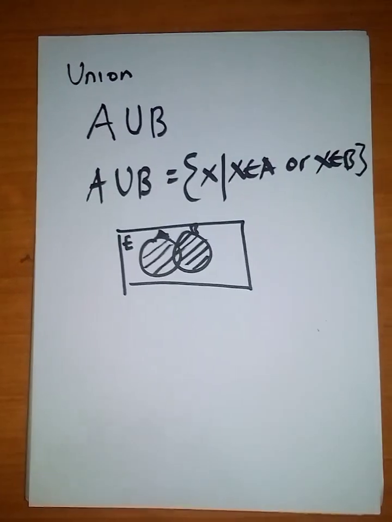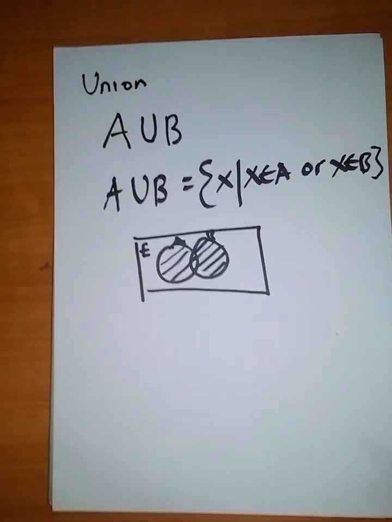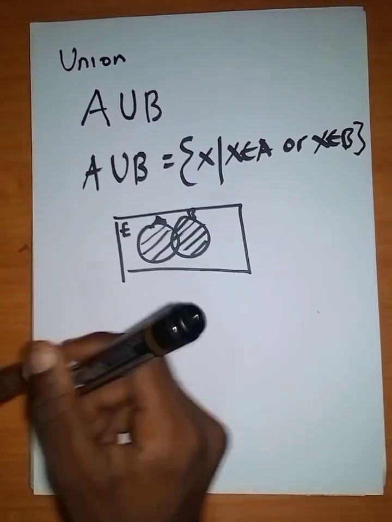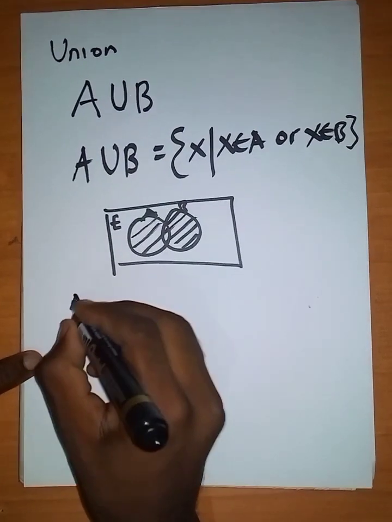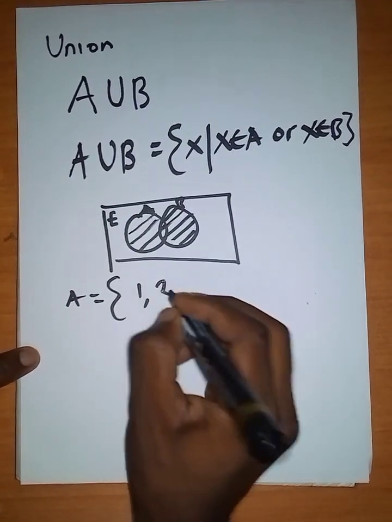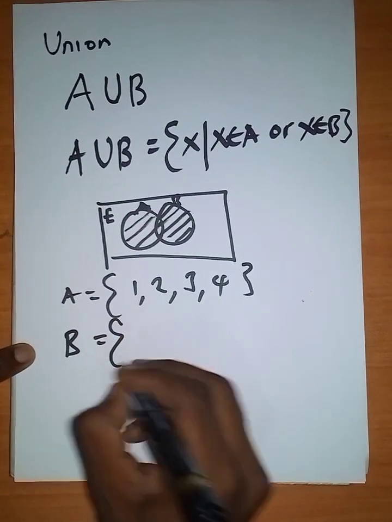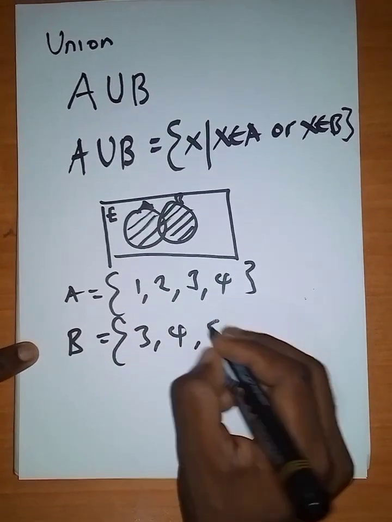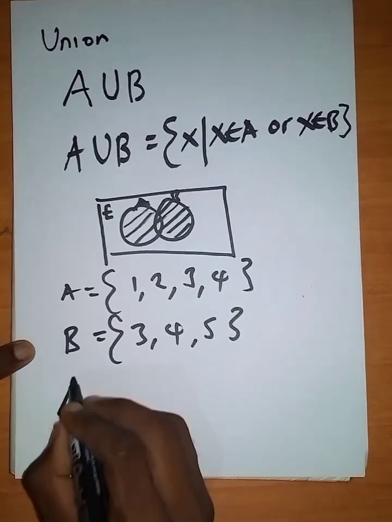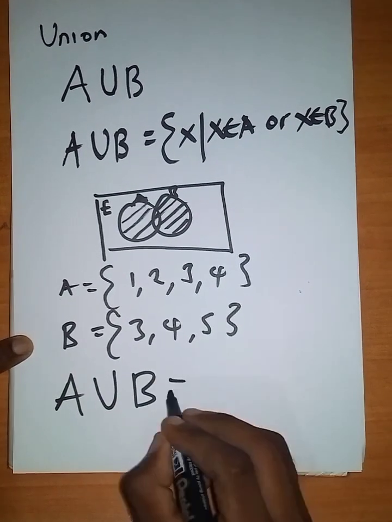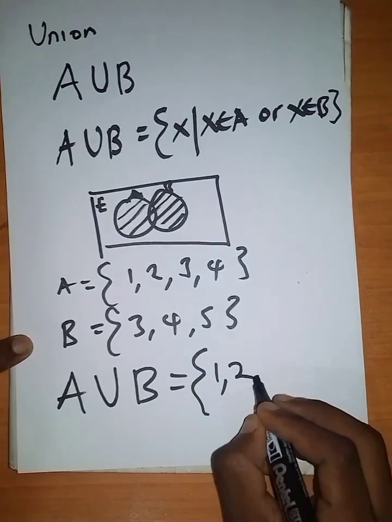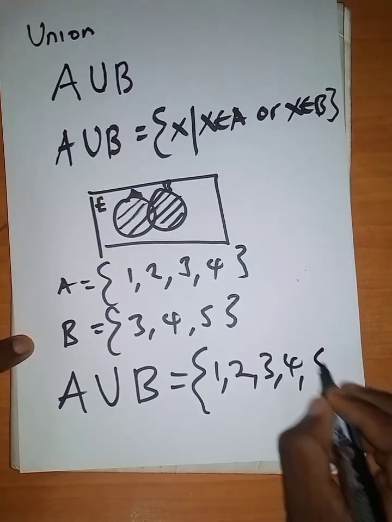The third one is going to be the complement, but first let's use the same example that we had before, where set A possessed elements 1, 2, 3, 4, and set B possessed elements 3, 4, 5. If you unify A union B, then you are going to get elements 1, 2, 3, 4, and 5.